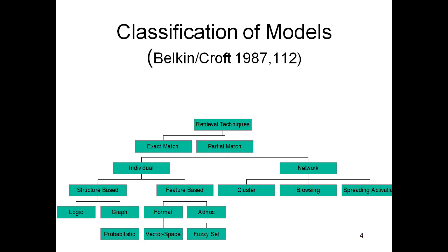Mainly we talk about individual things. Next time we'll briefly talk about spacing activation. So we have one example for network models too. But today we'll do with exact match, with fuzzy sets, which could also be put as a related term here, and individual models, which are basically feature-based, which means weighting features of the terms. We'll deal with the vector space, and we mentioned the probabilistic model.